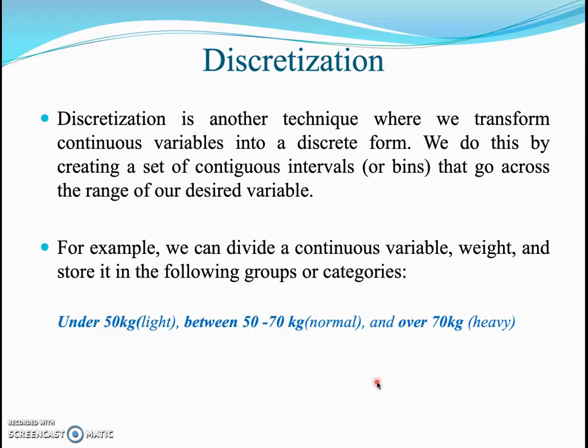Discretization is a technique where we can divide our variables into discrete forms. For example, we can divide a continuous variable like weight and store it in groups and categories like under 50 kg, between 50 to 70 kg, or over 70 kg. So we have three categories into which we can divide our data and use it for data mining.